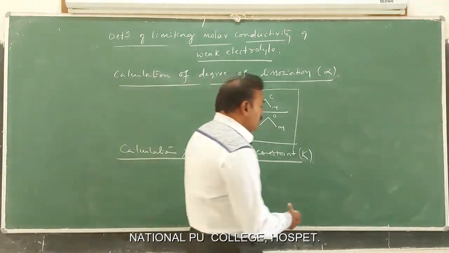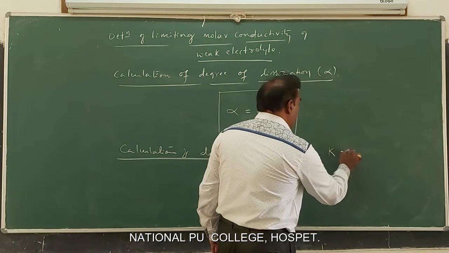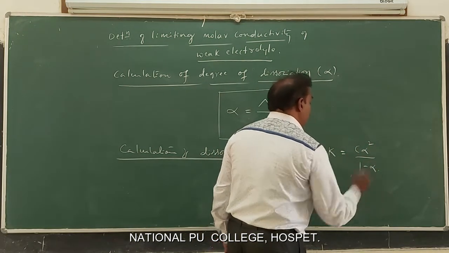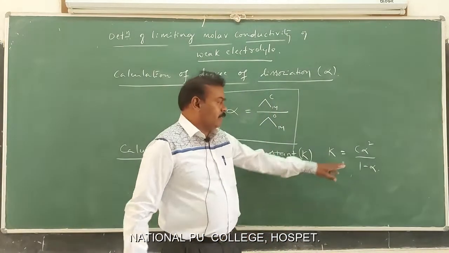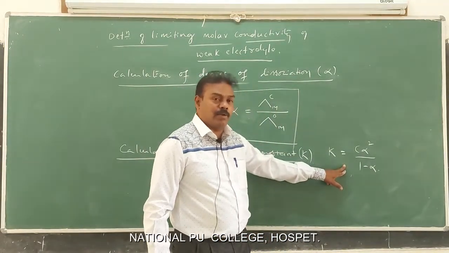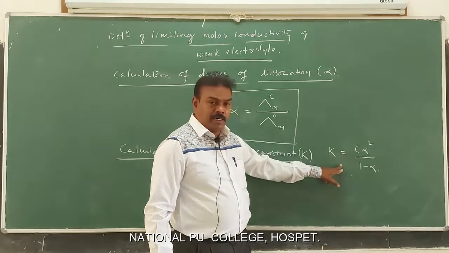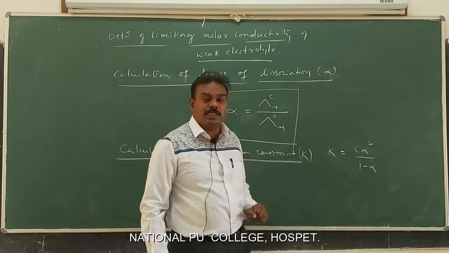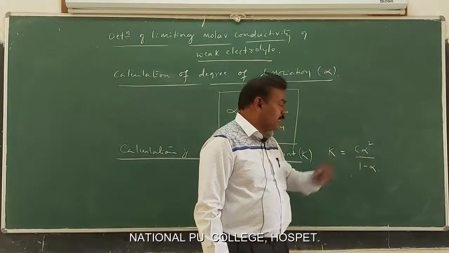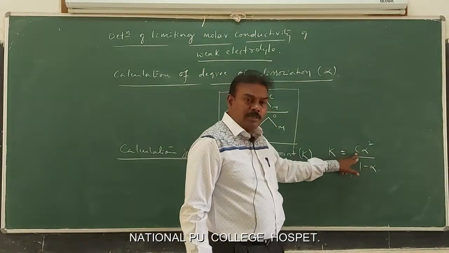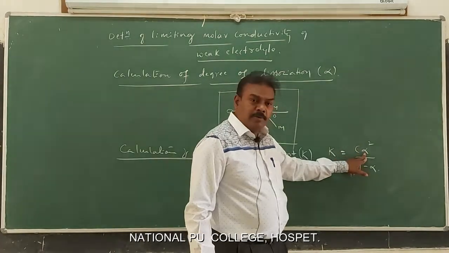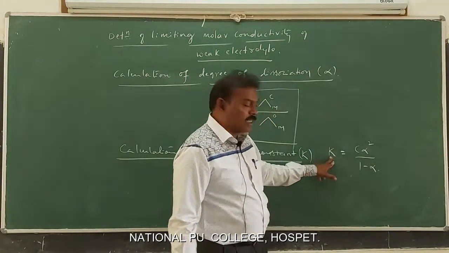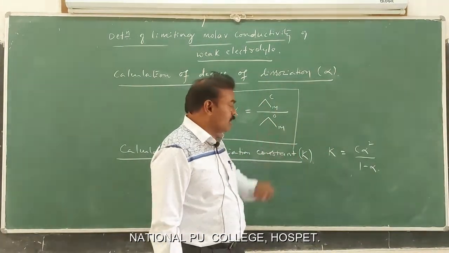We know that K is equal to C into alpha square divided by 1 minus alpha. This was studied in the previous year. This is according to Ostwald's dilution law. For any weak electrolyte, we can find the degree of dissociation as well as the dissociation constant. C is the concentration, alpha is the degree of dissociation, and K is the dissociation constant.